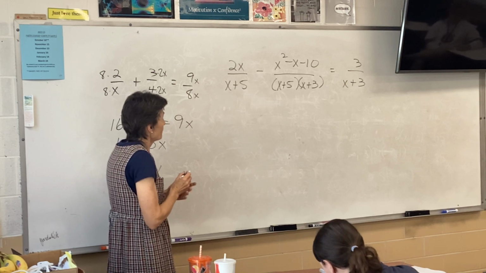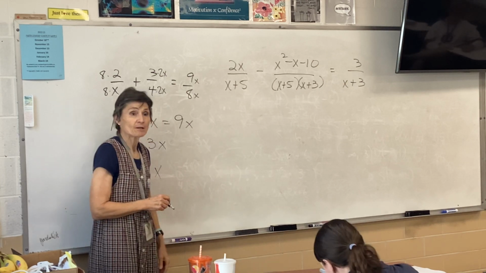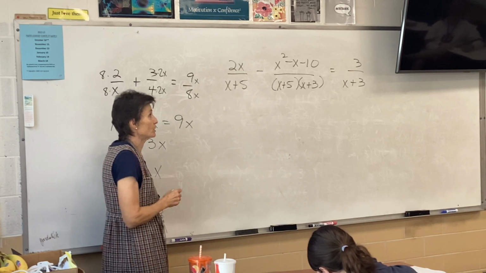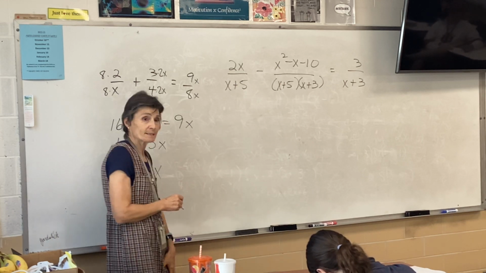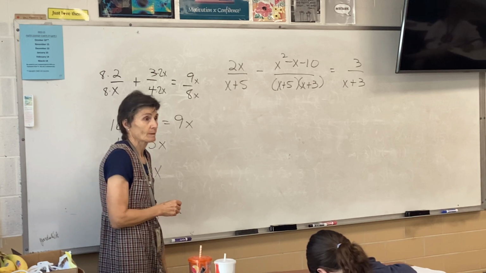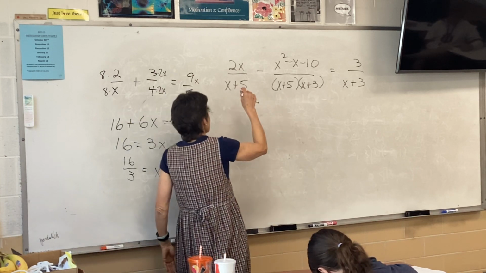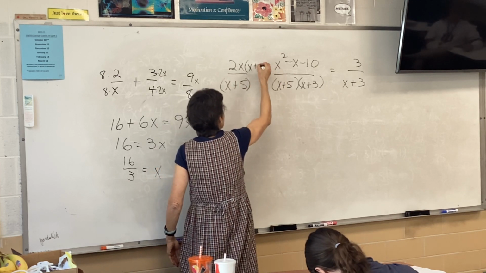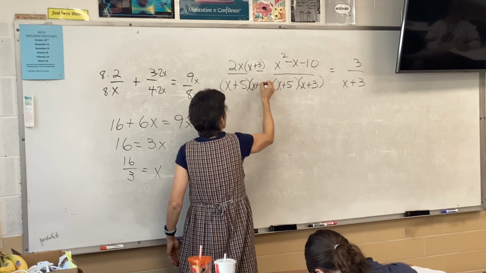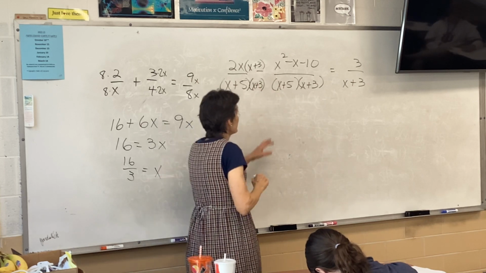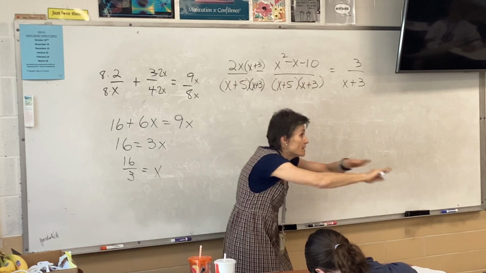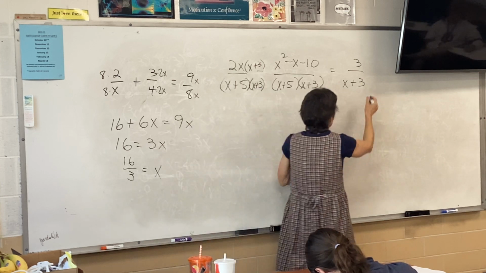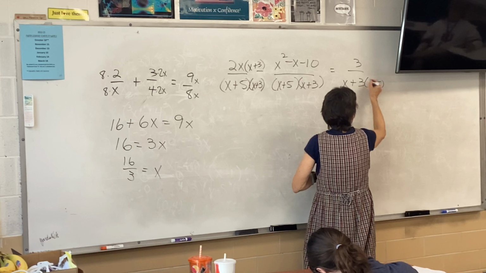Can you factor the top two? Nope, it doesn't factor, and I don't need to factor it. And it doesn't, but even if it did, I wouldn't. I'm all about getting my denominators the same. So what does this one need? And x plus 3? What does the middle one need? Nothing. Leave it alone. What does the end one need? X plus 5.